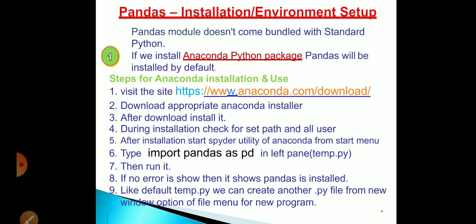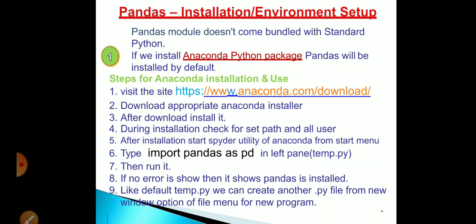how could you install pandas and set up the environment? To install pandas, the first method is using the Anaconda Python package. For Anaconda, you need to follow some steps. First step is you have to visit the site, that is www.anaconda.com. Under the download section you will find the appropriate Anaconda installer. So you need to install it. It will take some time because it is a very large file, approximately 575 MB. So you have to wait for the download.